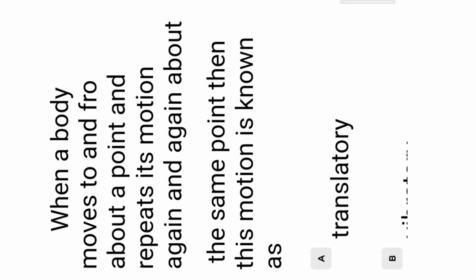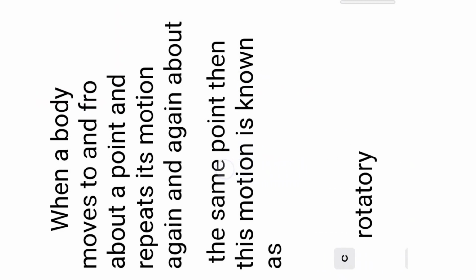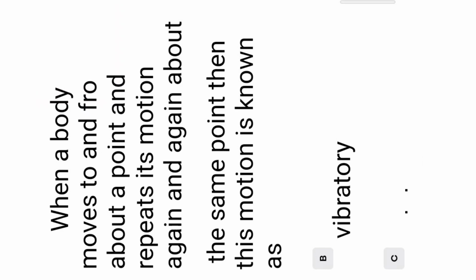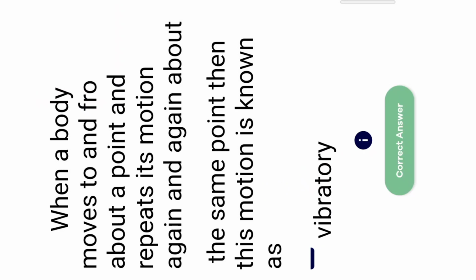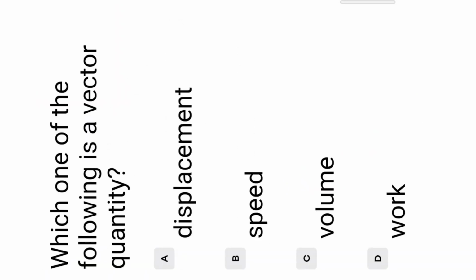When a body moves to and fro about a point and repeats its motion again and again about the same point, then this motion is known as A translatory, B vibratory, C rotatory, D none of these. The correct answer is vibratory, that is written in option B. So we take option B, that is vibratory. Which one of the following is a vector quantity? A displacement, B speed, C volume, D work. Displacement is a vector quantity, so we take A.